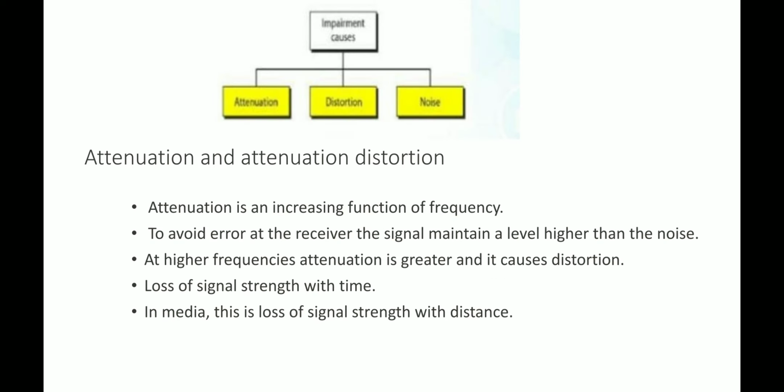Attenuation and attenuation distortion. Attenuation is an increasing function of frequency. To avoid error at the receiver, the signal must maintain a level higher than the noise. At higher frequencies, attenuation is greater and it causes distortion, loss of signal strength with time. In media, this is loss of signal strength with distance.